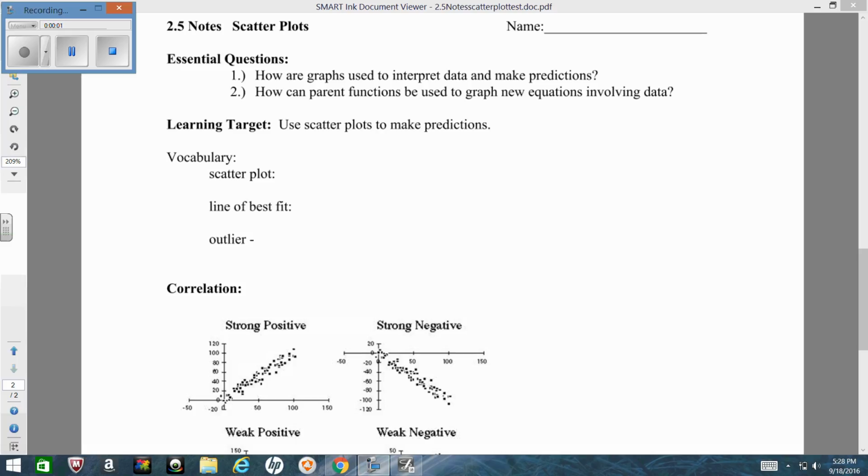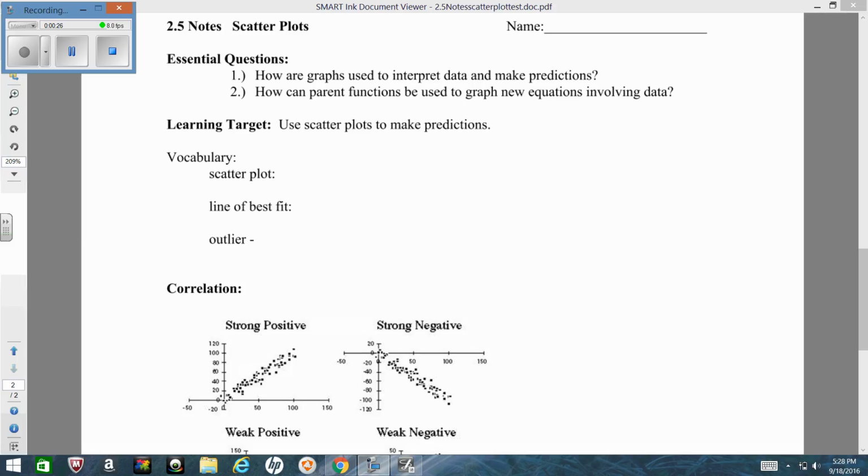All right, we're going to talk about 2.5 scatter plots today. Our first thing is our essential question: how are graphs used to interpret data and make predictions? I've talked in class about two examples. One is your investment for your retirement fund, your investment brokers, or you yourself, if you're handling your money, using that data to make predictions on graphs.